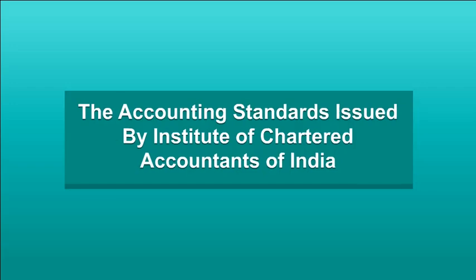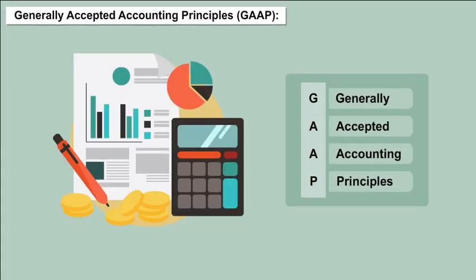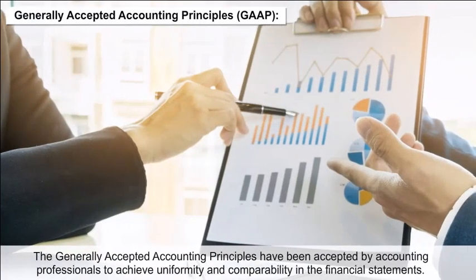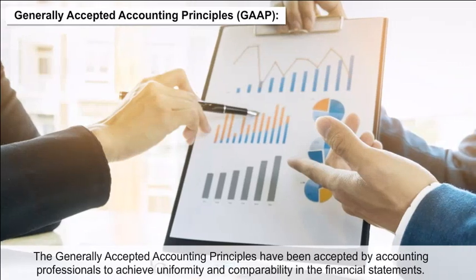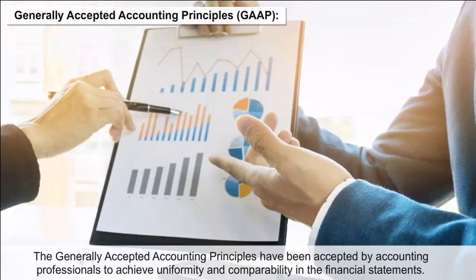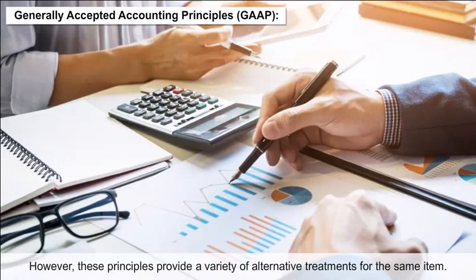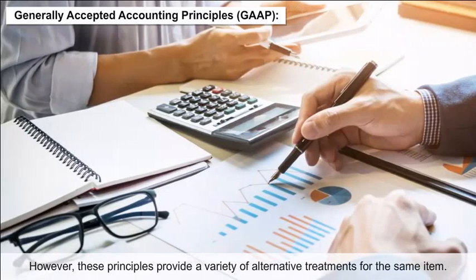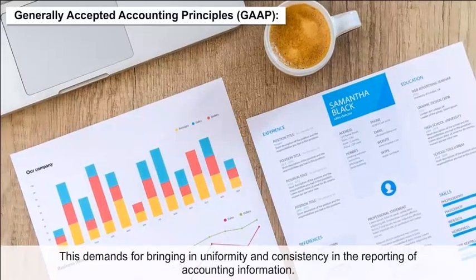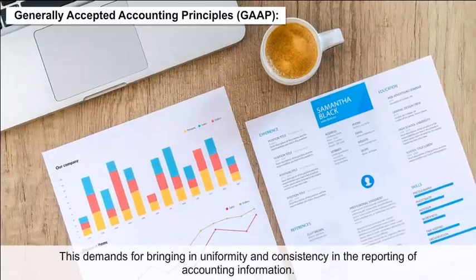The accounting standards issued by the Institute of Chartered Accountants of India. Generally Accepted Accounting Principles, that is GAAP. The generally accepted accounting principles have been accepted by accounting professionals to achieve uniformity and comparability in the financial statements. However, these principles provide a variety of alternative treatments for the same item. This demands bringing in uniformity and consistency in the reporting of accounting information.